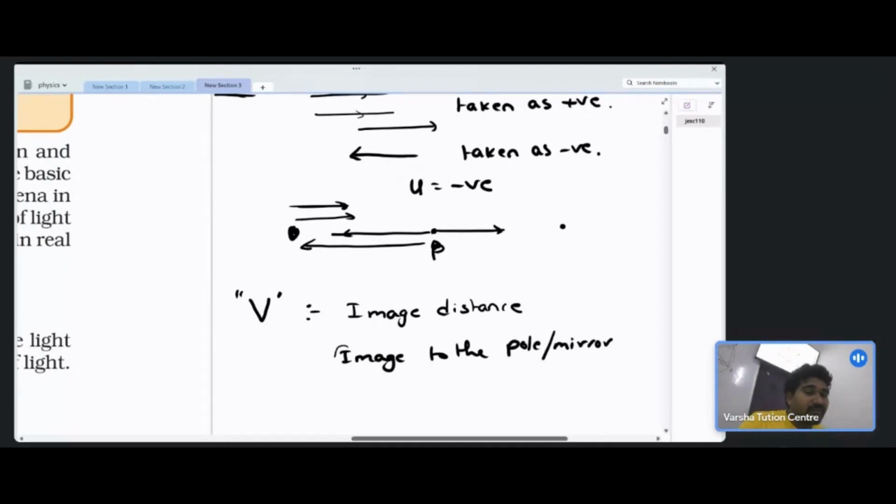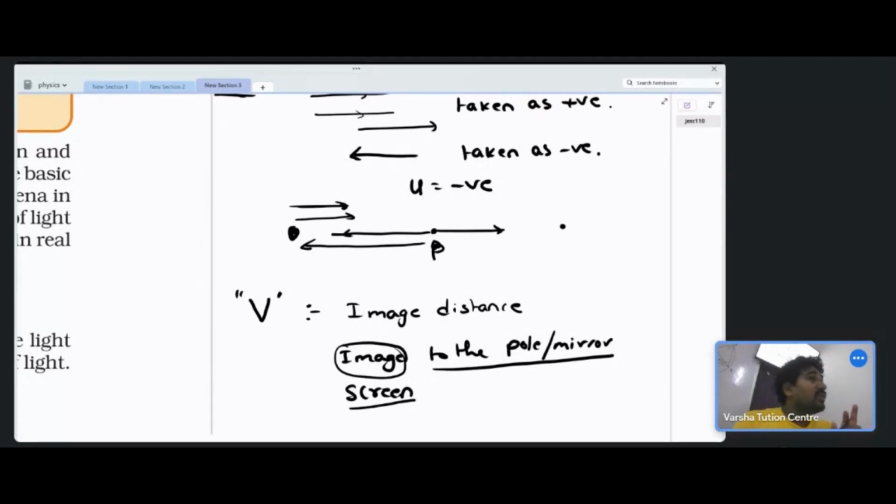Sometimes instead of image, we will use one special word called screen, because we have to place the image on screen only all the time. That's why we'll use one word called screen. Distance from screen to the pole or mirror is also called image distance. Understand that thing? The distance from screen to the mirror is also image distance.